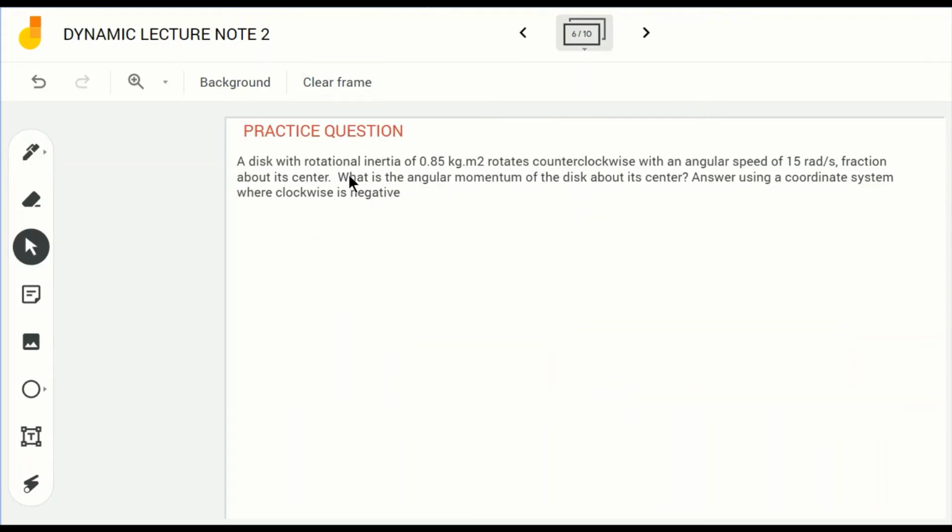It says a disk of inertia, so my inertia I is 0.85 kilogram meter squared. It's rotating counterclockwise with a speed, my omega, of 15 rads per second. And we're asked to find the angular momentum of the disk about its center, which is my L.